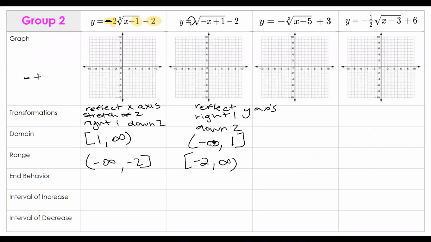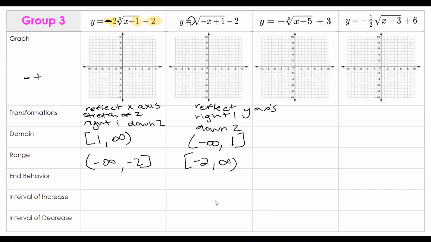I did offer the domain. The range, yes, because it's going upwards. Okay. What I want you to do is do the last two. Try those on your own, and then we're going to check our work. What are the transformations going on here?